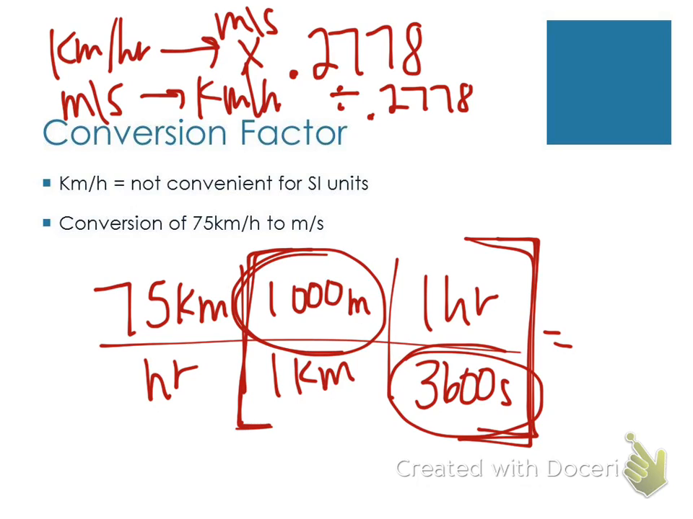So when you do it the long way, 75 times 1,000 divided by 3,600 gets us 20.83 repeating. If you take 75 times 0.2778, do it and see if it works. 20.835. That's pretty close. So it gives us that same value. So use the shortcut, don't use the shortcut. I really don't care. I give it to you in case you want it.